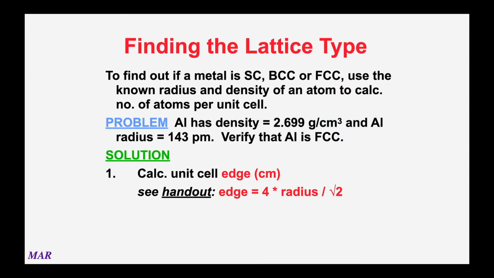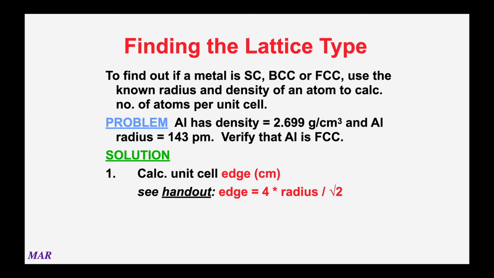This is an example of a kind of problem you might see when it comes to this kind of stuff. And remember that what we're going to look at are just basically simple cubic, body-centered cubic, and face-centered cubic cells. So in this problem, we have aluminum has a density 2.699 grams per centimeter cubed, and the radius of an aluminum atom is 143 picometers. Let's verify that aluminum is face-centered cubic.